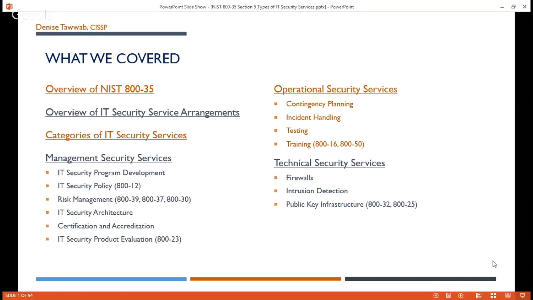And so this is what we covered. We did an overview. Who is this publication for? We talked about your service arrangements and the categories of IT security services: management, operational, and technical. And then we went under each one of those categories and talked about some of the possible services that you could acquire. Program development, policy, contingency planning, firewalls, all of the above.